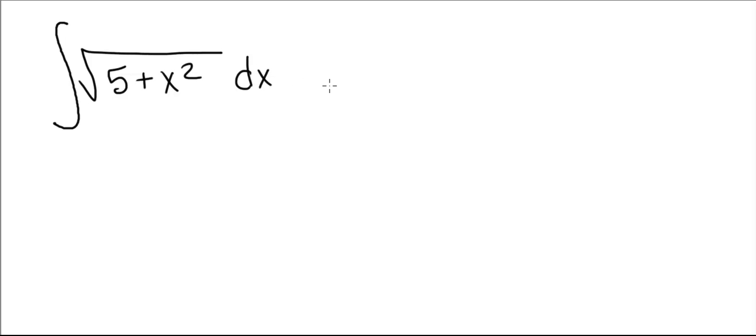We're going to evaluate the integral of the square root of 5 plus x squared. We'll use trigonometric substitution. There are three types of trigonometric substitution integrals depending on what kind of radical we have. In this case, our radical looks like the square root of a squared plus x squared.